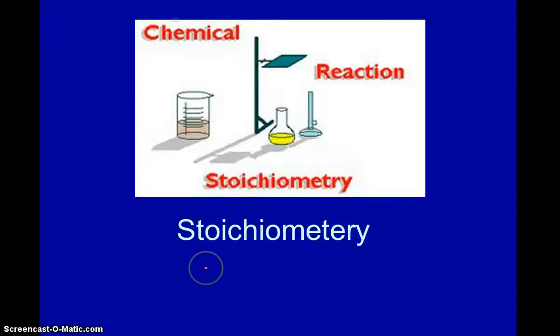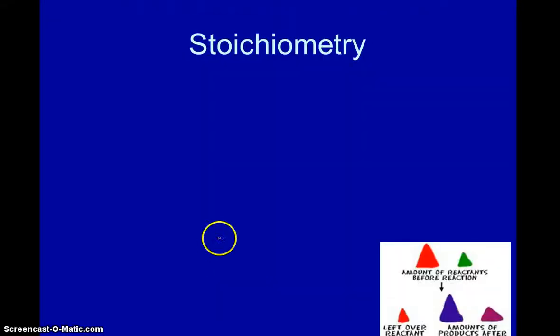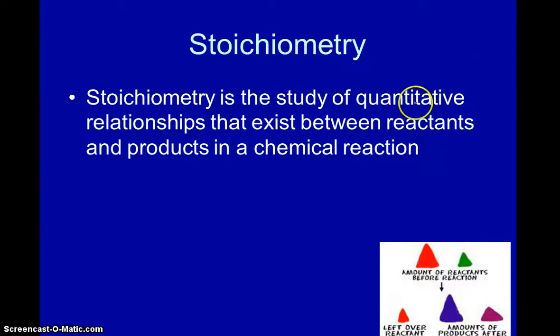Alright, welcome. Today we're looking at stoichiometry, which is chapter 12 in our textbook. Stoichiometry looks at the quantitative relationship between reactants and products. This is kind of what we looked at in our lab yesterday. Quantitative, remember, is just kind of a fancy way of saying that we're looking at numbers. Remember, quantitative observations always dealt with numbers.